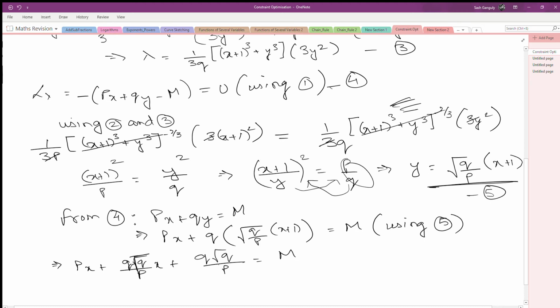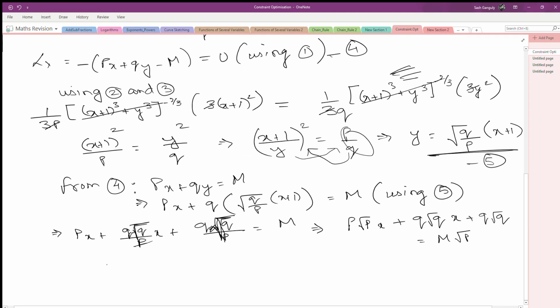This root is for both q and p. So if I multiply both sides by root p, then what do I get? I have then p root p times x, and if I multiply root p, then this denominator root p would go away. So this would be plus q root q x plus q root q would be equal to m root p.